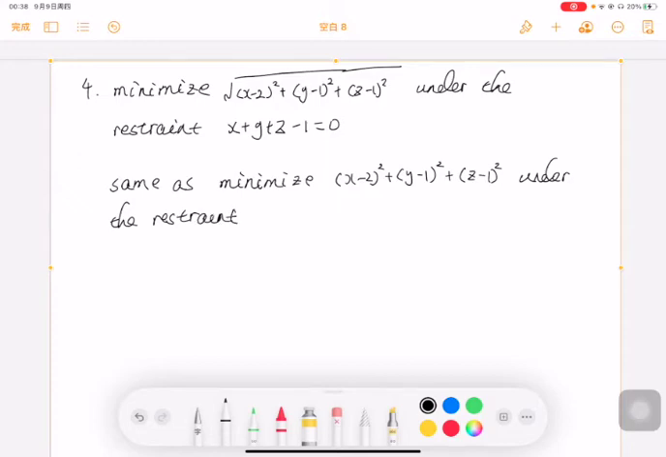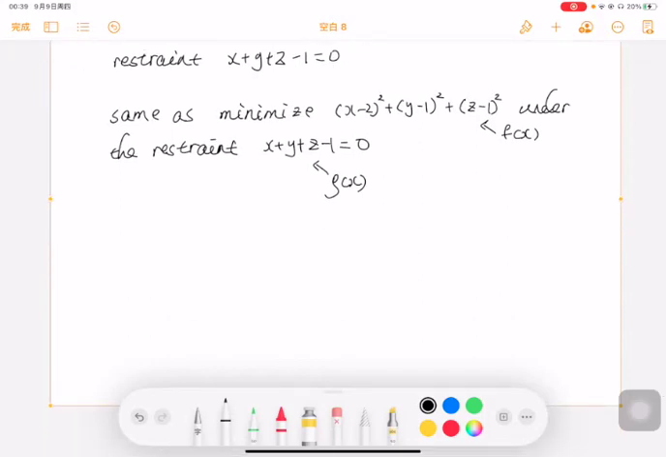Constraint: x plus y plus z minus 1 equals 0. Let's call this f of x and this g of x. Remember my argument was that f of x is non-negative because it's the sum of squares. And the larger f of x is, the larger square root of f of x is. So minimizing square root of f of x is the same as minimizing f of x itself.